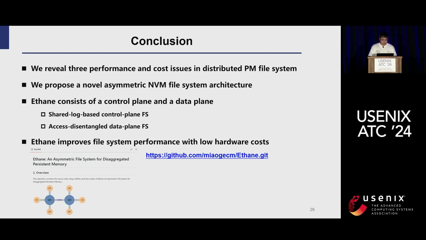As a conclusion, we reveal 3 performance and cost issues in distributed PM file systems and propose a novel asymmetric NVM file system architecture. Ethane consists of 2 file system planes, and we design each of them separately to harvest hardware strengths. We evaluate the Ethane prototype and demonstrate its performance and cost advantages.